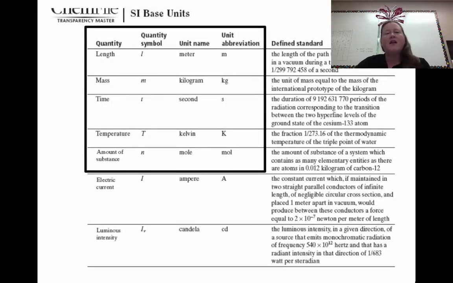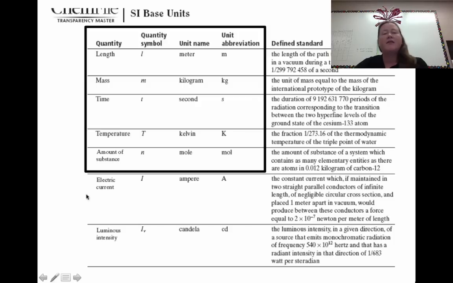So these are the SI base units. We have length, mass, time, temperature, the amount of substance, electric current, and luminous intensity. These 5 are ones that we're going to use regularly in chemistry class, and this is what I asked students to copy down in class.